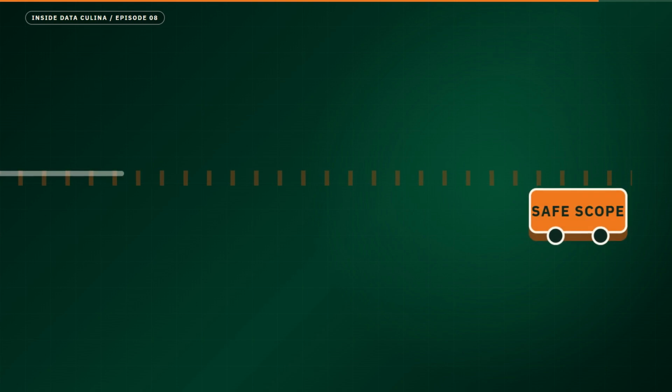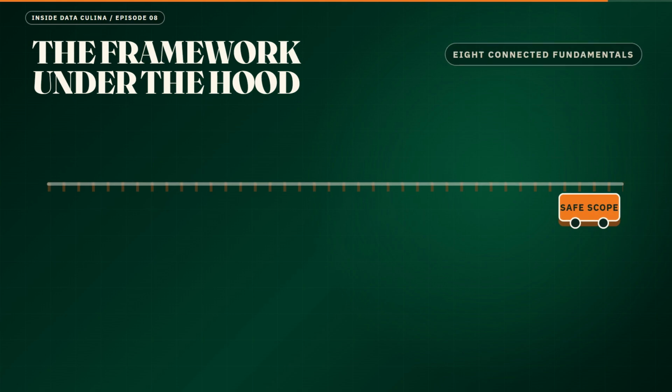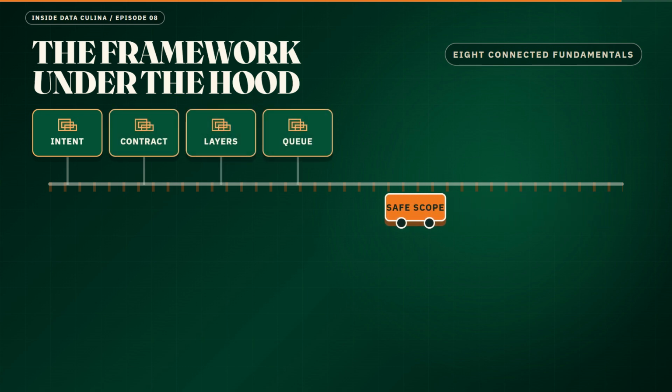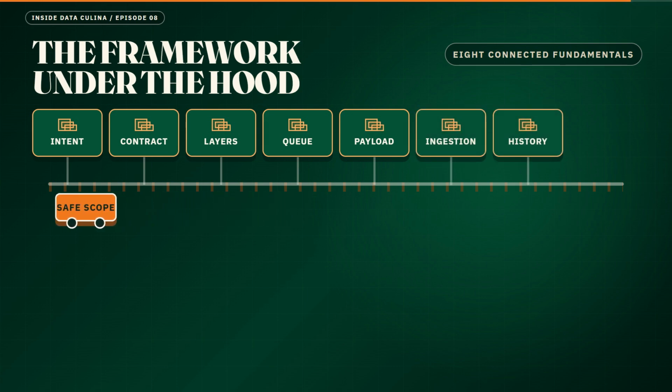Across this series, every layer has pointed to the same idea. Metadata captures intent. Contracts make it portable. Layers separate responsibilities. Queues control execution. Payloads cross the orchestration boundary. Load rules govern ingestion. SCD2 protects history. Validation and recovery close the loop.